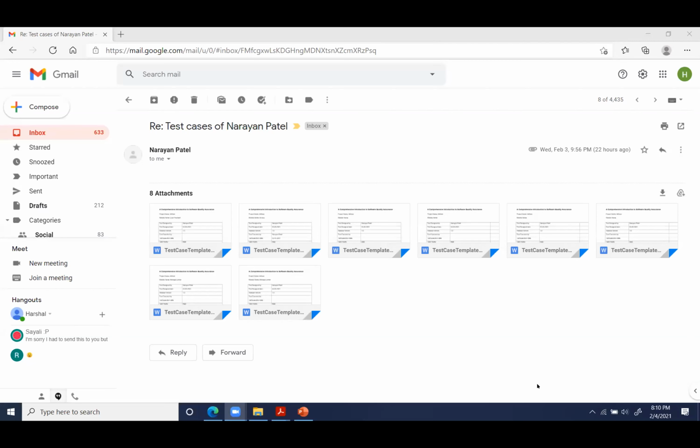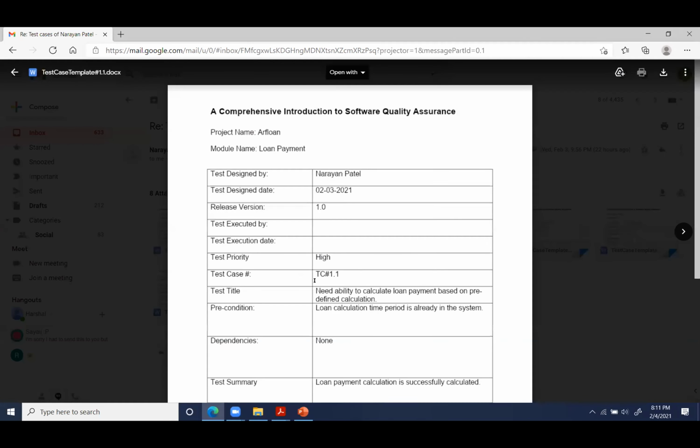So Narayan, I got your test cases here. Which one do you want me to open? I can share it. Hang on, let me share my screen here so that you can see. So which one do you need us to go through? 1.1. Okay. All right, so hopefully everybody can see it.